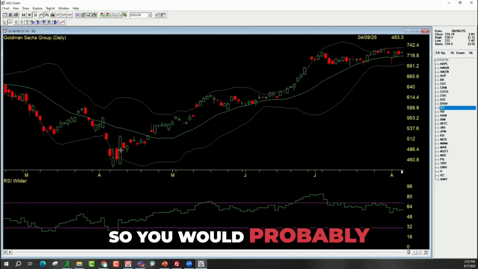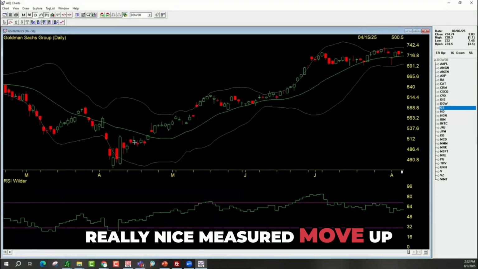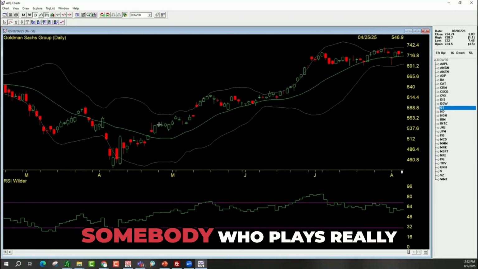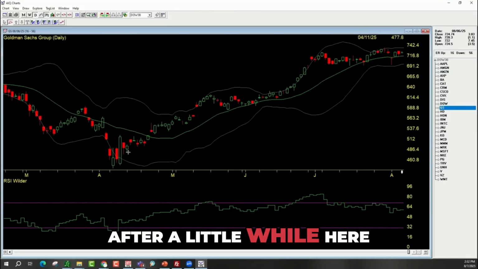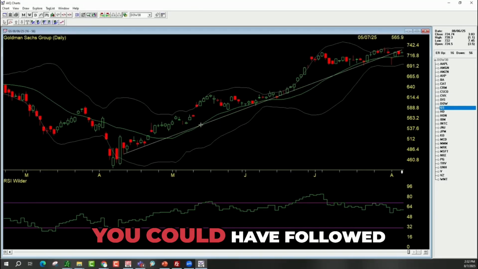So you would probably have gone long even in the mid-range here at 483. And this was a really nice measured move up. If you're trading stop on this, nothing's going to blow you out unless you're somebody who plays really tight stops for quite a while. After a little while here, you're in, the trend from here to here is pretty good. You could have followed this up.